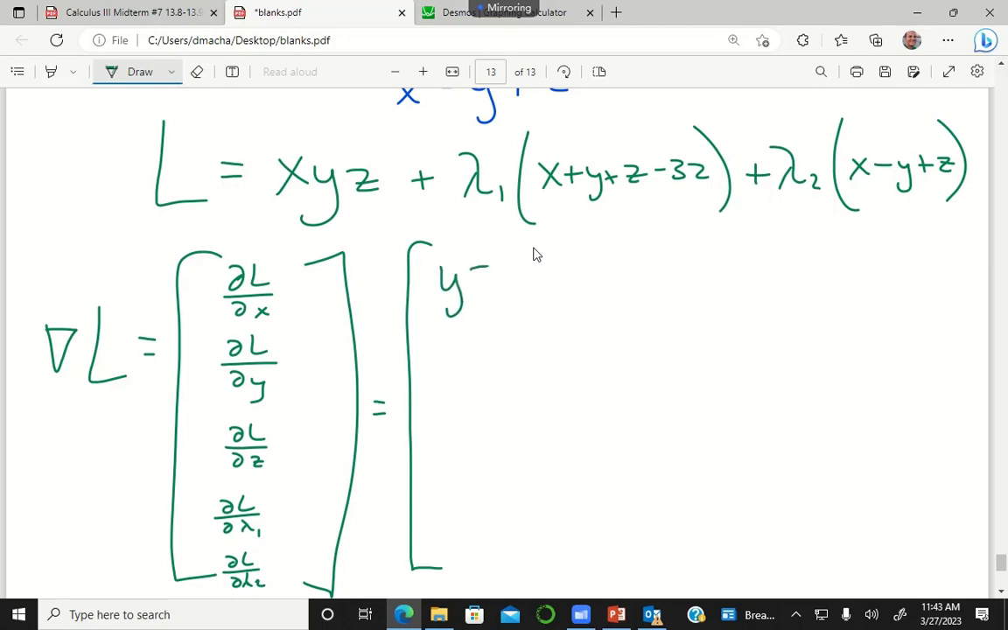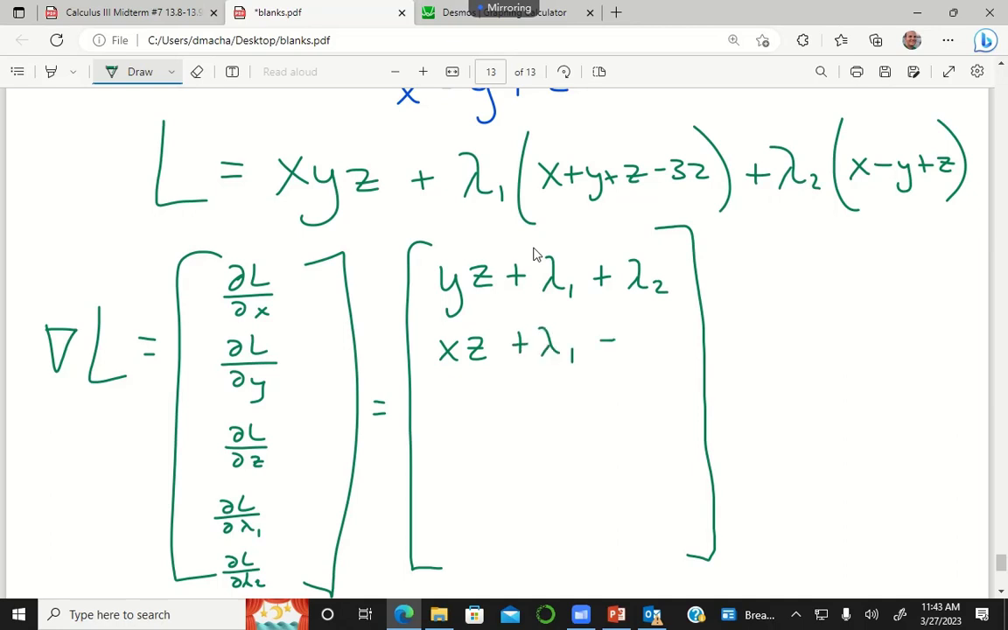So the partial with respect to x is going to be yz plus lambda 1 plus lambda 2. The partial with respect to y is going to be xz plus lambda 1 minus lambda 2. The partial with respect to z is going to be xy plus lambda 1 plus lambda 2. The partial with respect to lambda 1 is going to be x plus y plus z minus 32. And the partial with respect to lambda 2 is going to be x minus y plus z.